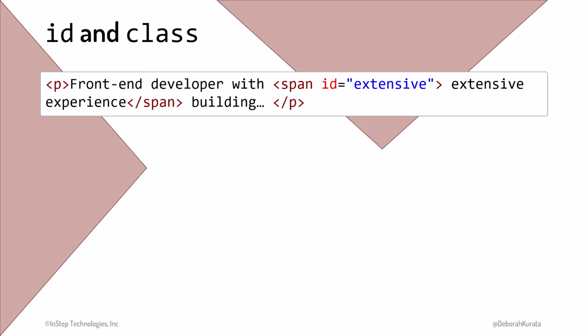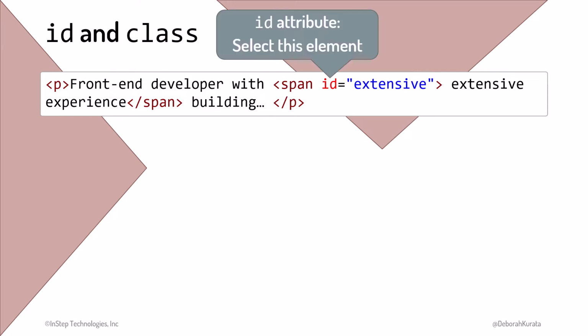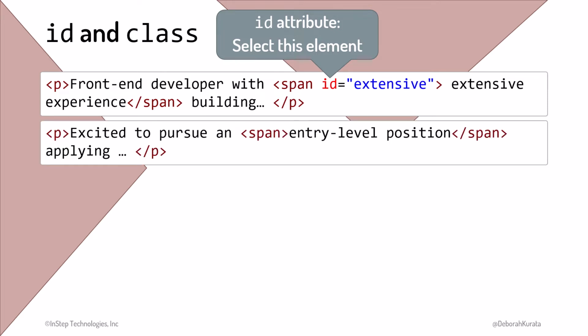A common HTML attribute, especially on span or input elements, is an ID. The ID attribute uniquely identifies an element. We can use the ID as a selector to select that one element and style it. But what if we have another span element on our page, and we want to style it the same way? Since the ID is unique, we can't reuse it.